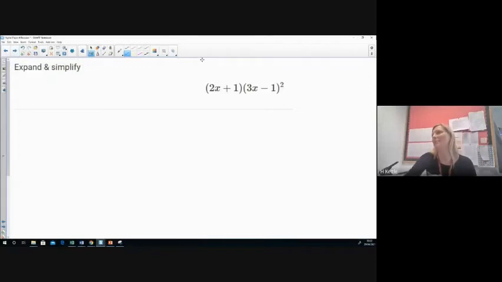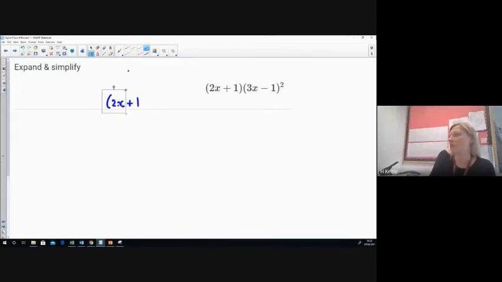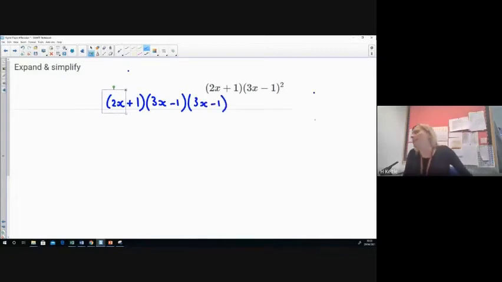Okay, expand and simplify. So here we have 3 brackets. Now I'm going to write this question out just a little bit nicer. It's saying this bracket times by this bracket squared. And when we square a bracket, we're saying we're timesing it by itself. So I'm going to write out 2x add 1 as my first bracket, times by 3x minus 1 times by another 3x minus 1.